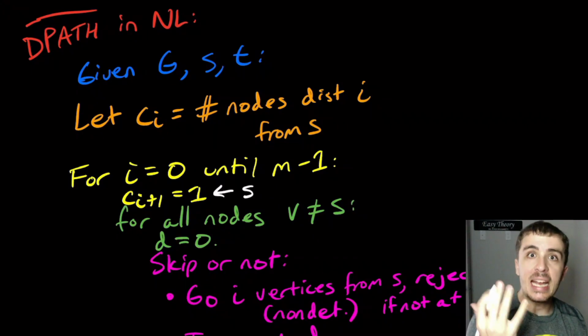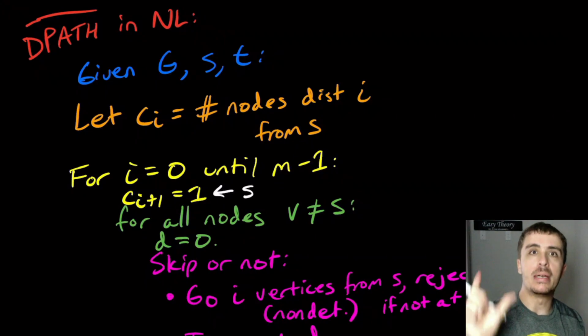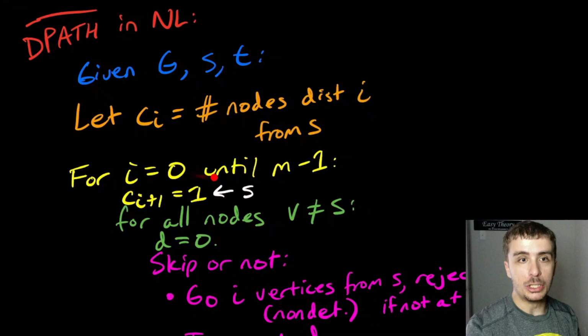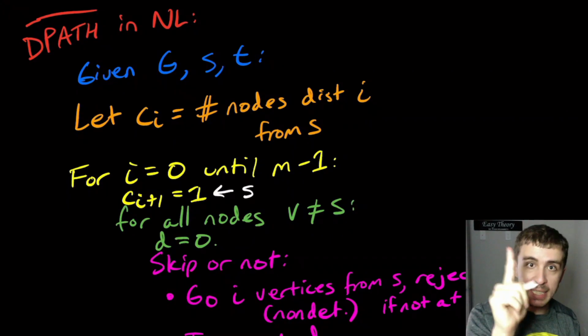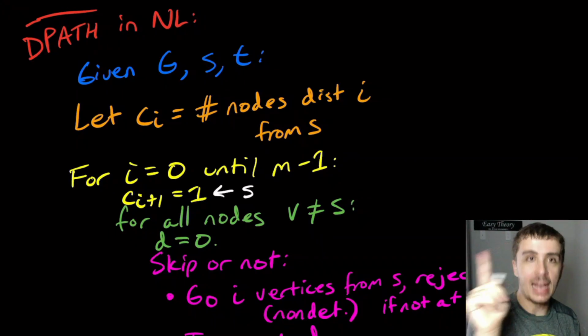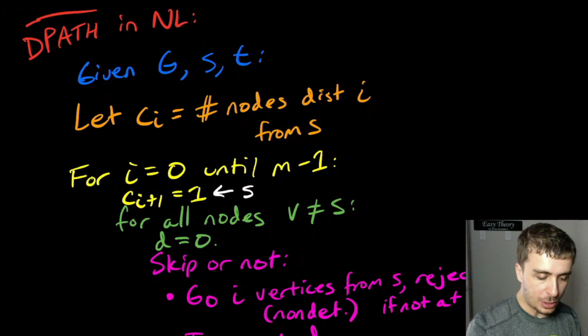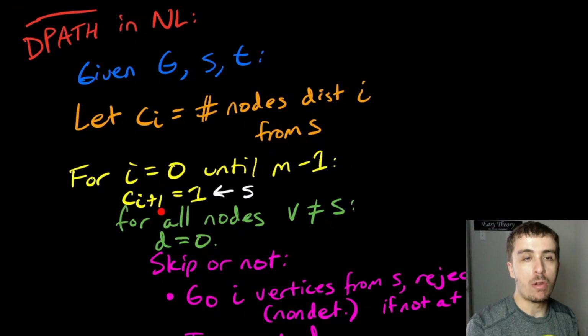So notice that any path from any vertex to any other vertex must take at most the number of nodes minus 1 in any graph. So I'm having a loop that starts at 0 and goes to m minus 1, where m is the number of nodes in this graph. We can do that in log space because I can just have a little pointer that points at the node that I'm currently looking at, and that only takes log space to store that one pointer. Okay, so then what I'm going to have here is I want to determine the number of nodes a distance I plus 1 from S.